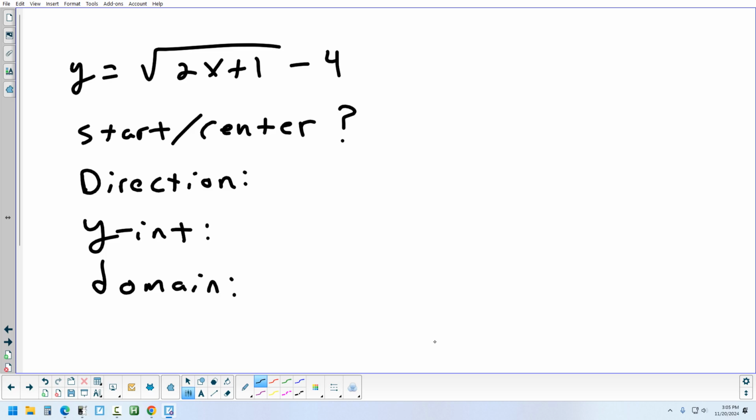And so this one has a start point, because it's an even root. What kind of root would have a center point? An odd one. Yep. Okay. Are there any reflections in that graph?